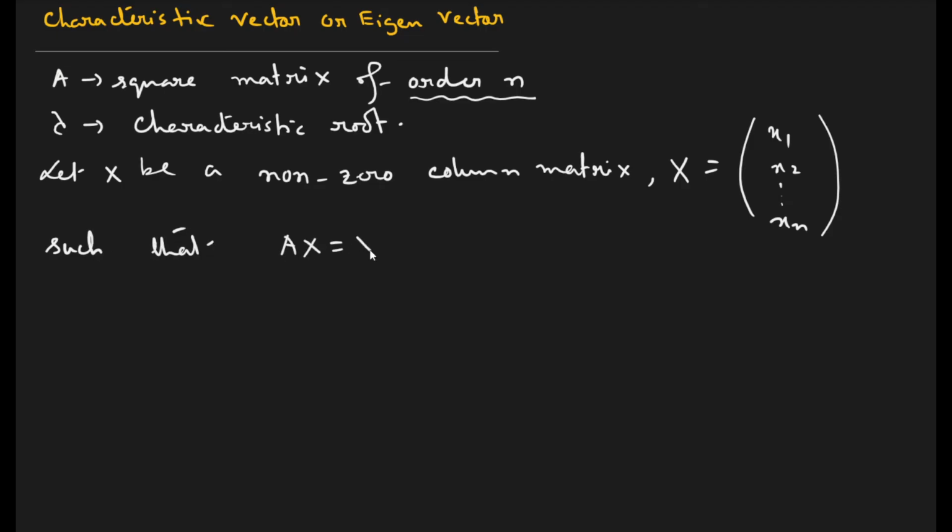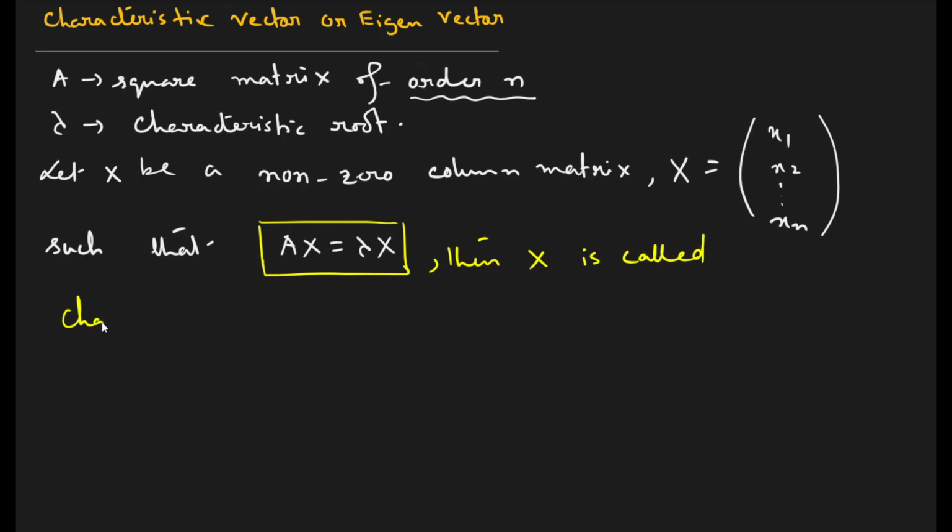AX equals lambda X. So this is a new equation. If capital X satisfies this particular equation, AX equals lambda X, then X is called characteristic vector or eigenvector.